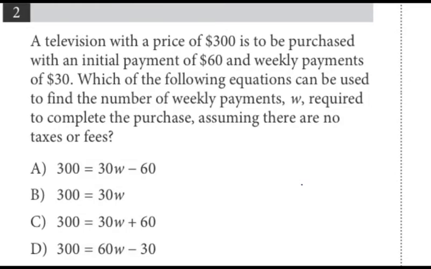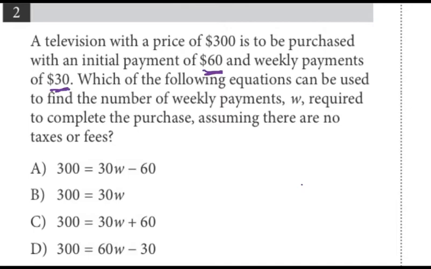Good start. A television with a price of $300 is to be purchased with an initial payment of $60 and weekly payments of $30. Which of the following equations can be used to find the number of weekly payments, W, required to complete the purchase, assuming there are no taxes or fees? Well, this is basically a linear equation where we have a fixed price that we pay of $60, and then we have a weekly payment of $30.